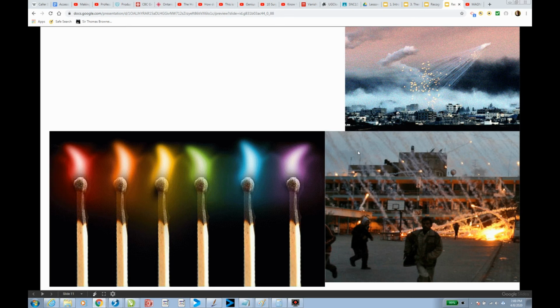And one of the giveaways of it used in the military is that phosphorus doesn't put out very easily. It continues to burn, and it's used to set fire to things and people. It's an extremely nasty weapon. You can see here over Lebanon, these are cluster bombs being fired with phosphorus, and you see them here on the ground. If phosphorus gets on you, they're going to have trouble putting it out.